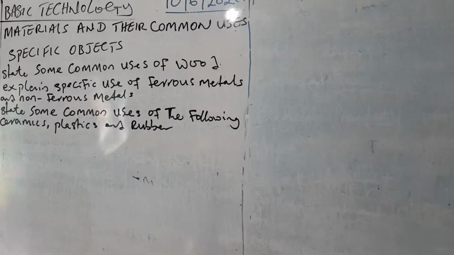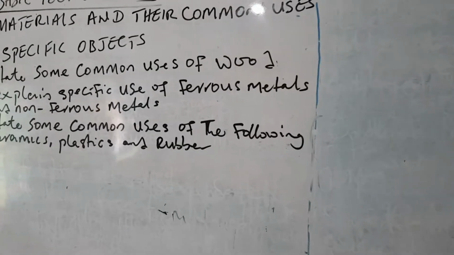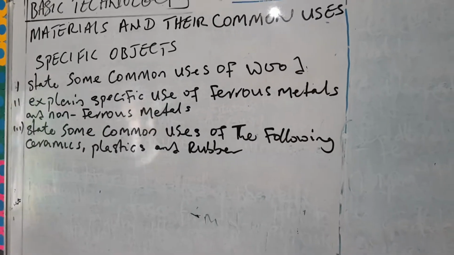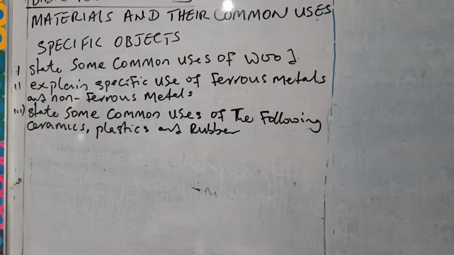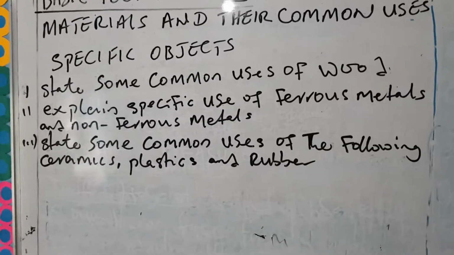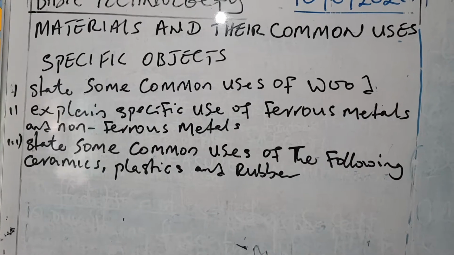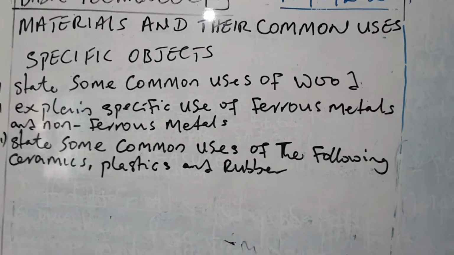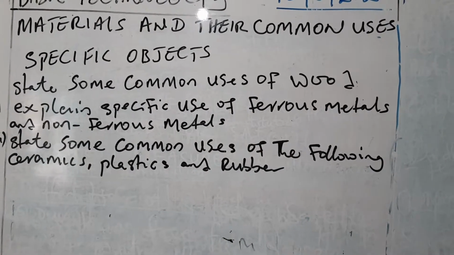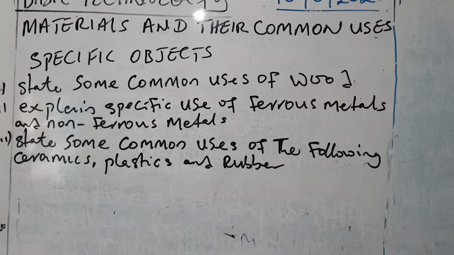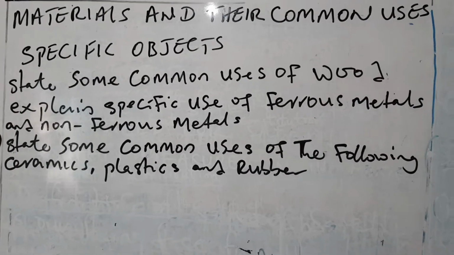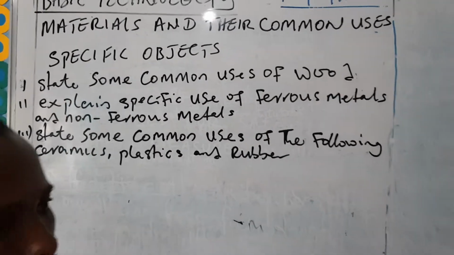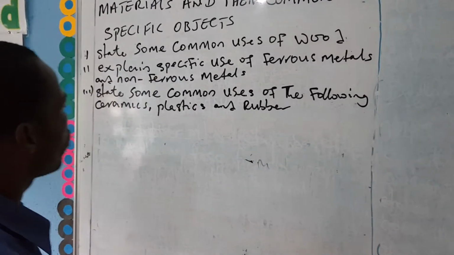Before I proceed, I would like to highlight a specific objective. At the end of the teaching, the student should be able to: Number 1, state some common uses of wood. Number 2, explain specific uses of ferrous metals and non-ferrous metals. Number 3, state some common uses of the following: ceramics, plastics, and rubber. Now let's start with wood.